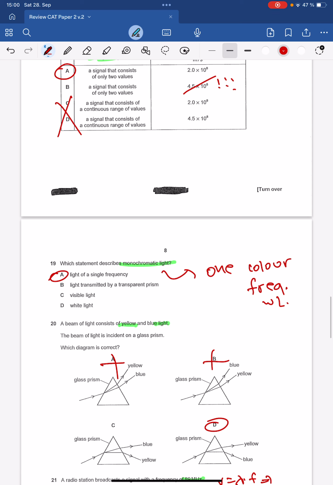Another one that should take us 5 seconds. Which statement describes a monochromatic light? Monochromatic, remember, mono, one in Greek, chromatic is the word for color. So it's one color or one frequency or one wavelength. So from all of these options, I can only choose A, light of a single frequency.